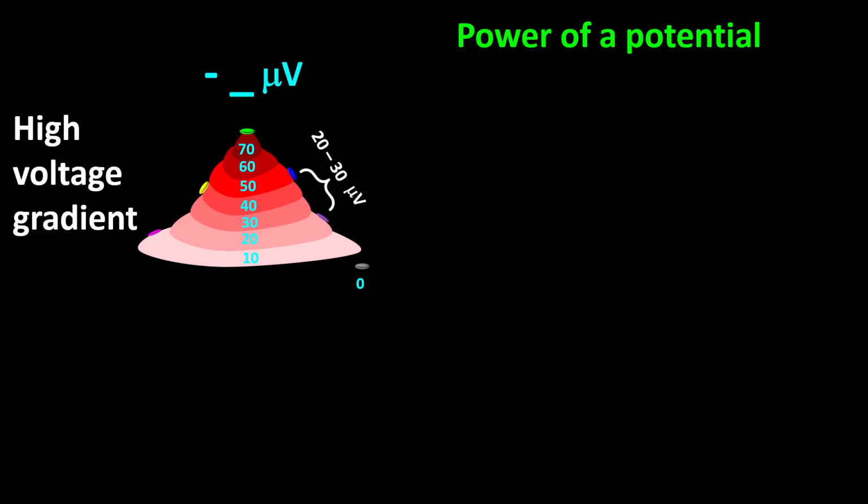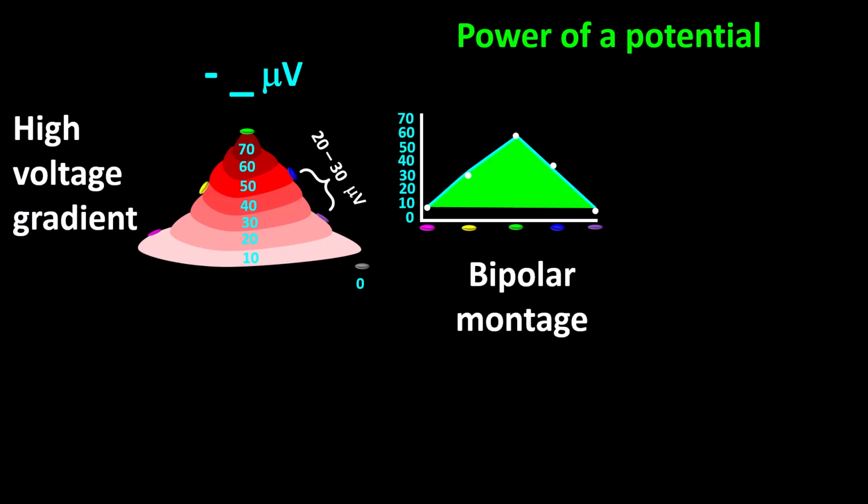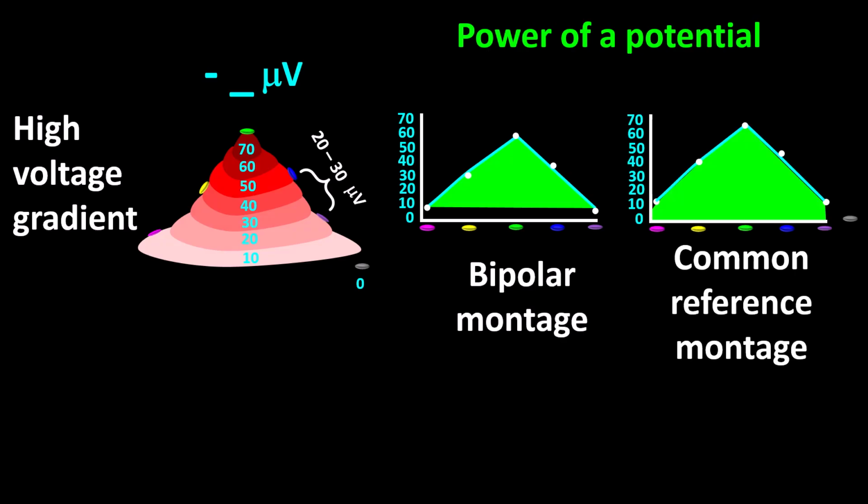and if we were to place electrodes in such a way that each electrode is 20 to 30 microvolts apart, the power of the potential captured using a bipolar montage or a common reference electrode montage, with the common reference electrode being at the theoretical neutral point, is similar. So both will be rather similar. Please compare the green area in the bipolar montage and the green area in the reference montage. As you can see, they cover about the same area.